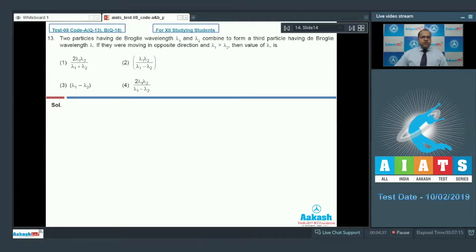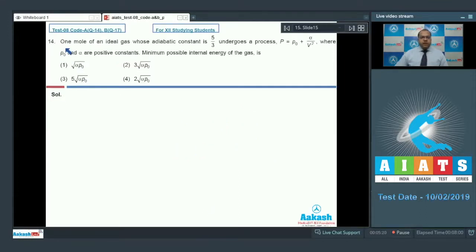So from the principle of conservation of linear momentum, we can say that the momentum of the third particle can be written as h by lambda, and that is equal to h by lambda 2 minus h by lambda 1. So if I solve this, the value of lambda comes out to be lambda 1 lambda 2 divided by lambda 1 minus lambda 2. So option 2 is the correct answer. Let's move to question number 14.